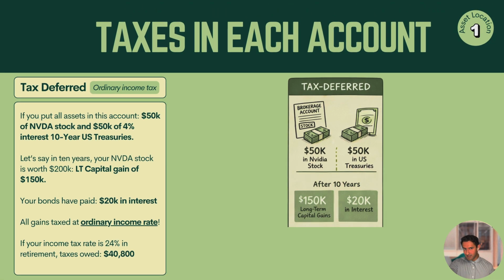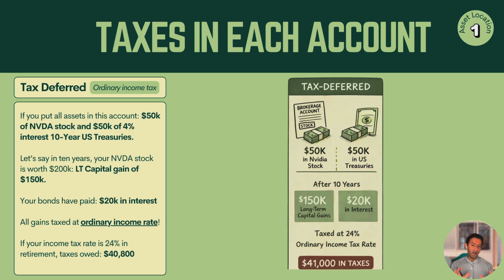All of those gains are going to get taxed at your ordinary income rate in retirement. And let's say that that rate is 24%. Well, you've got $150,000 in long-term capital gains. You've got $20,000 in interest, and you're paying 24% in tax on those for a total of about $41,000 in taxes. That's quite a bit.